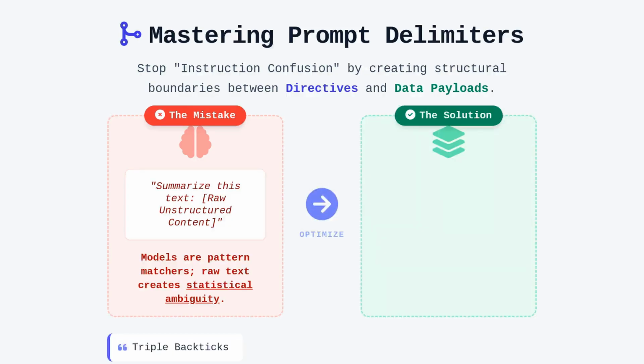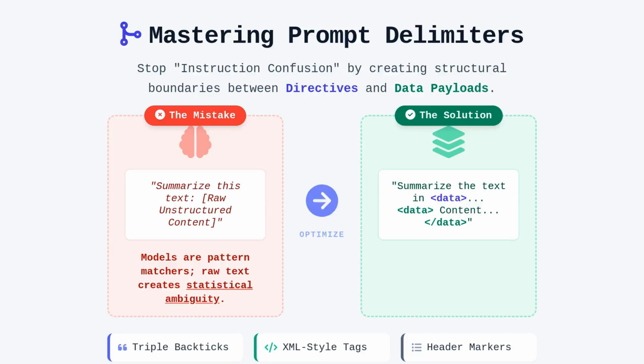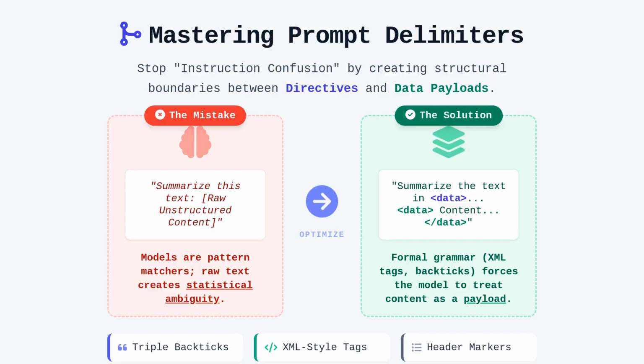By employing delimiters, such as triple backticks, XML-style tags, or standardized header markers, you create a formal grammar that the model can interpret as a structural boundary. For example, wrapping input text in custom XML tags like reference or data signals to the transformer architecture that this block should be treated as an object to be summarized or analyzed, rather than an instruction to be followed. This separation is critical because it forces the model to treat the contained data as a payload, which prevents it from potentially confusing your meta-instructions with the content it is meant to manipulate.